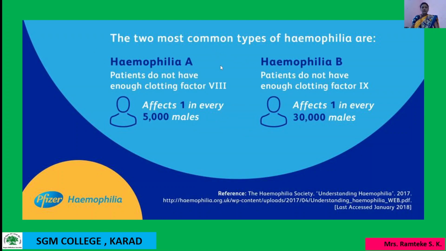Again one slide comes here, hemophilia A and hemophilia B. In hemophilia A, patients do not have enough clotting factor 8, which affects 1 in every 5,000 males. In hemophilia B, patients do not have enough clotting factor 9, which affects 1 in every 30,000 males.